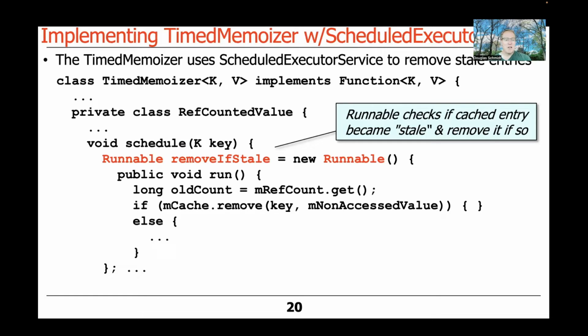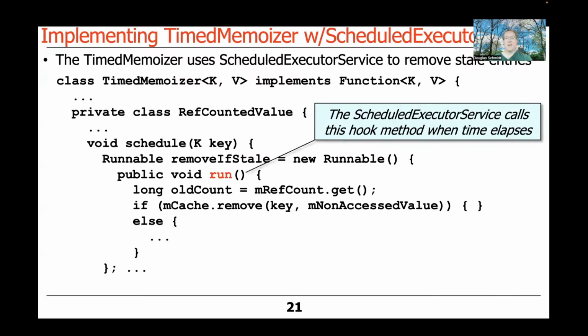So we're going to make ourselves a new runnable. This is using an anonymous inner class for reasons I'll talk about in a moment. And this runnable is going to end up being scheduled with the scheduled executor service, and it will check to see if the cached entry becomes stale, and it'll remove it if so. So here's the run hook method.